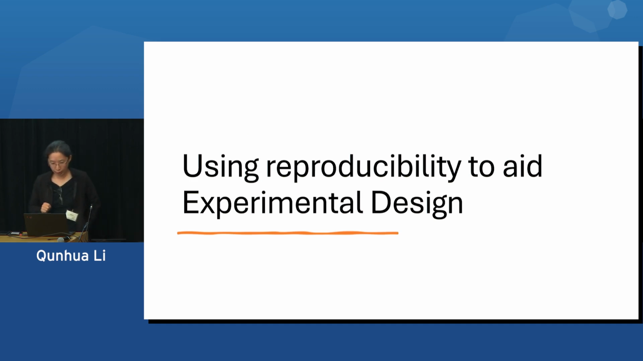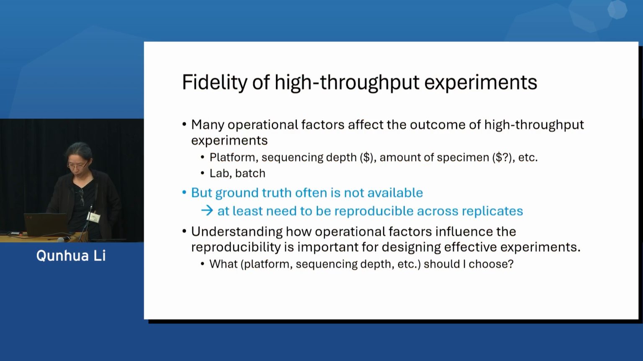Okay, so the next thing we did is to use reproducibility to aid experimental design. As you can see, if we use reproducibility as a goal, then we can check what kind of factors can affect the reproducibility of the experiment. This is useful because often for high-throughput data or scientific studies, we don't know the ground truth. So we want to have experiments that are reproducible so that we can establish confidence.